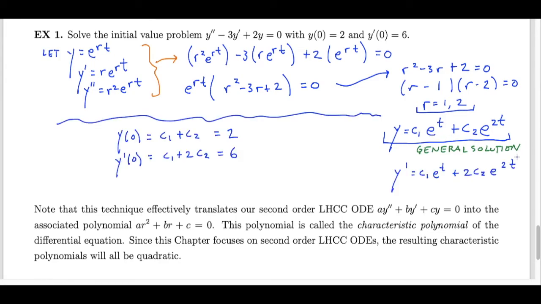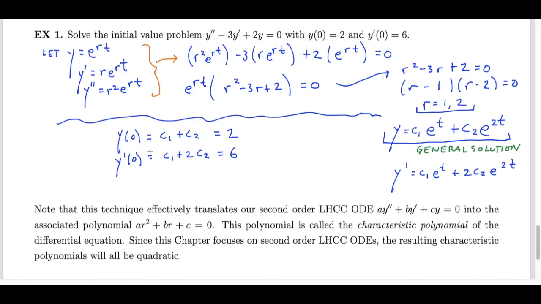Here on the right, underneath my general solution, I went ahead and calculated its derivative. And then over here on the left, I've plugged in the given initial conditions. We're told that if we plug in t equals 0, which I've done here, into my general solution, the result should be the value 2. And then if I plug t equals 0 into my first derivative, the resulting value should be 6.